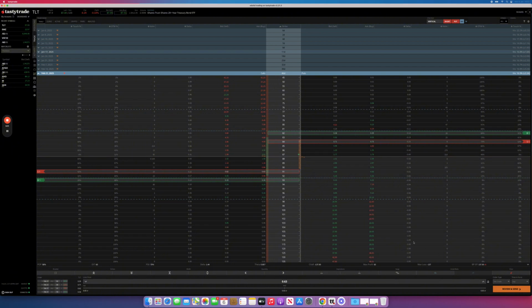However, what we've done is we no longer have an unlimited loss potential. We have a defined loss now, or a defined max risk.